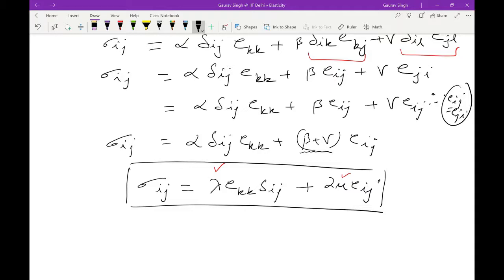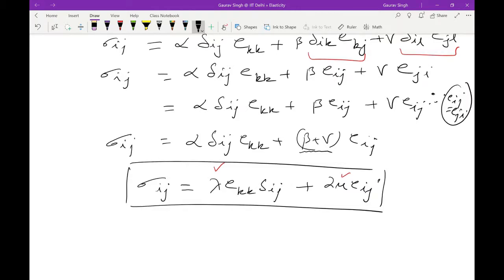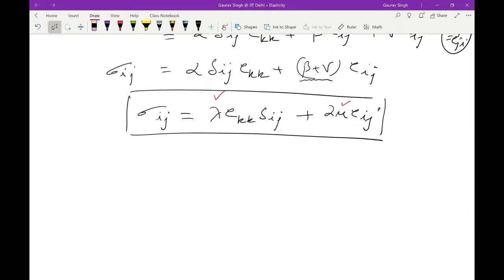Okay, so lambda and mu are constants, and they are the two independent components of the isotropic elasticity tensor. This can obviously be written in the expanded form. If you want to write what sigma 11 is, you have to put i equal to 1 and j equal to 1 and write this. Similarly, you can write it in the expanded form. So let me do one of it.